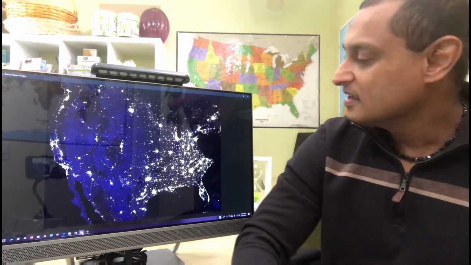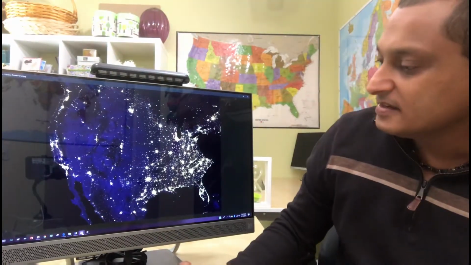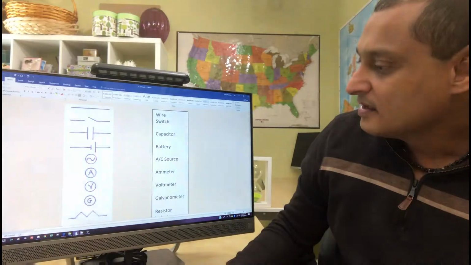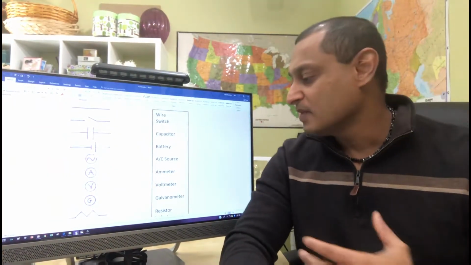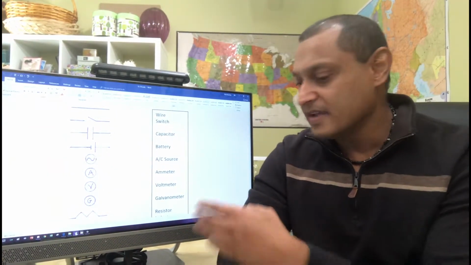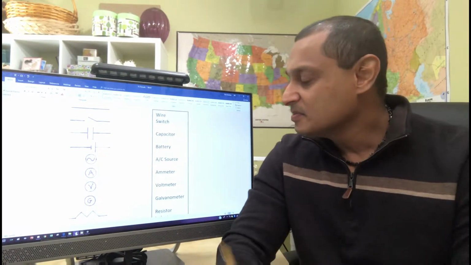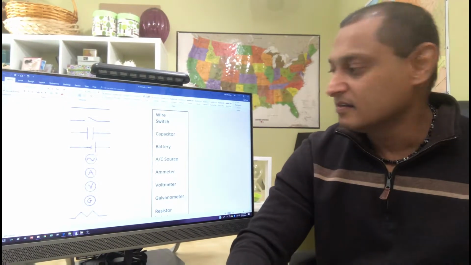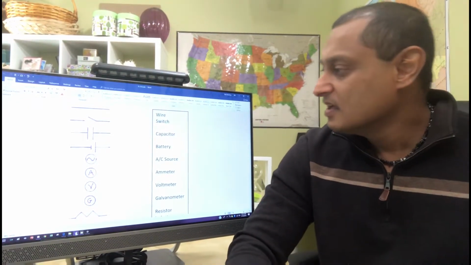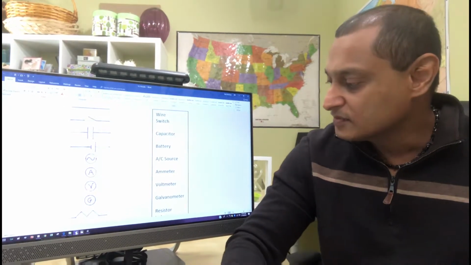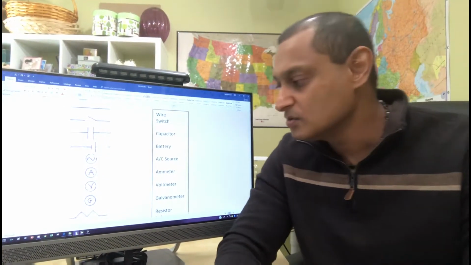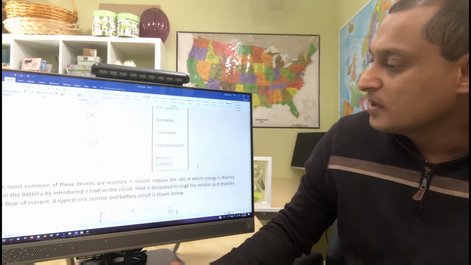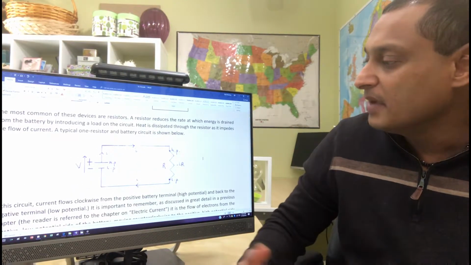Today we're going to talk about the circuitry, the basic circuitry that goes into generating power and power supplies. Now, if we take a look at the chapter of interest, we start this chapter by defining, with diagrams as well, some of the basic components that you'd find in a common circuit. Things like the battery source, of course, the power source, capacitors, switches, ammeters, voltmeters, resistors, galvanometers, and those kinds of things. And we show how they're all put together in a basic circuit.